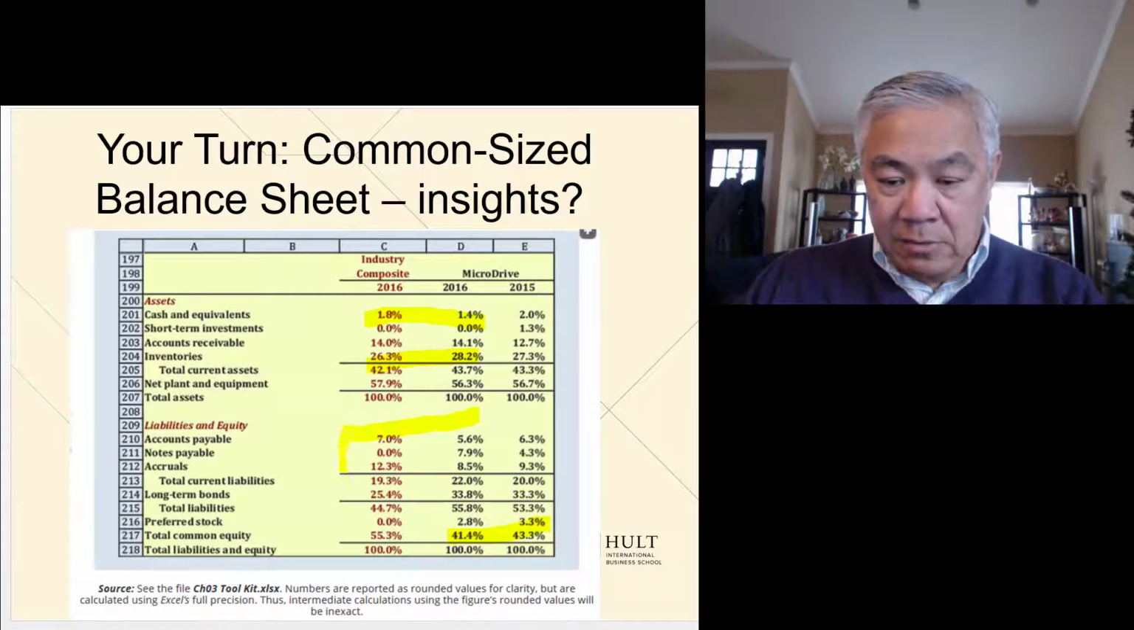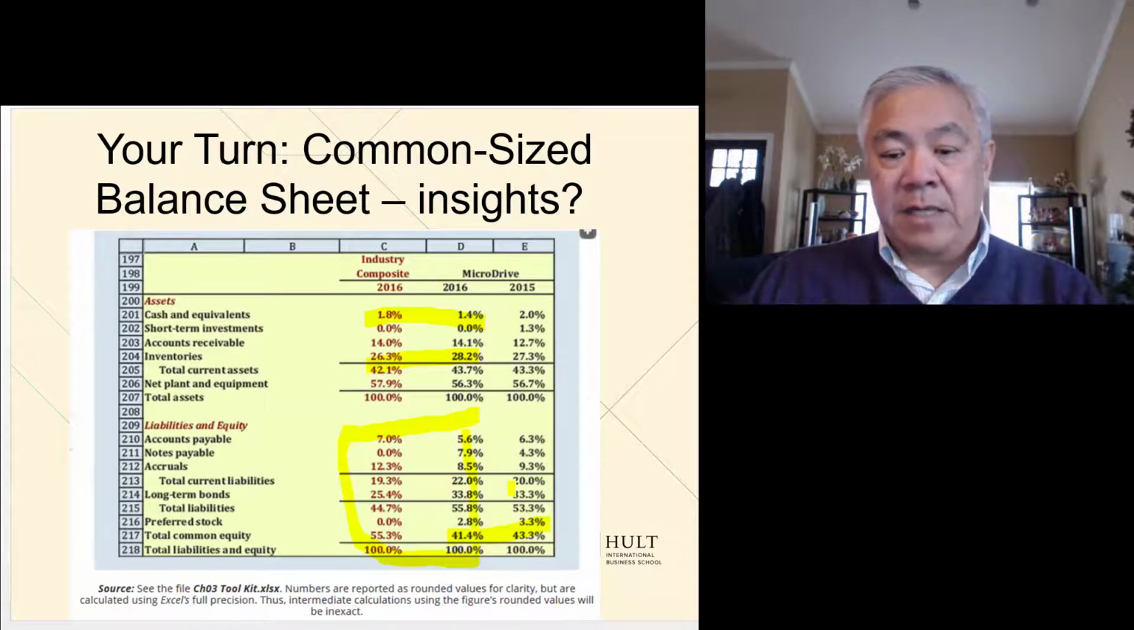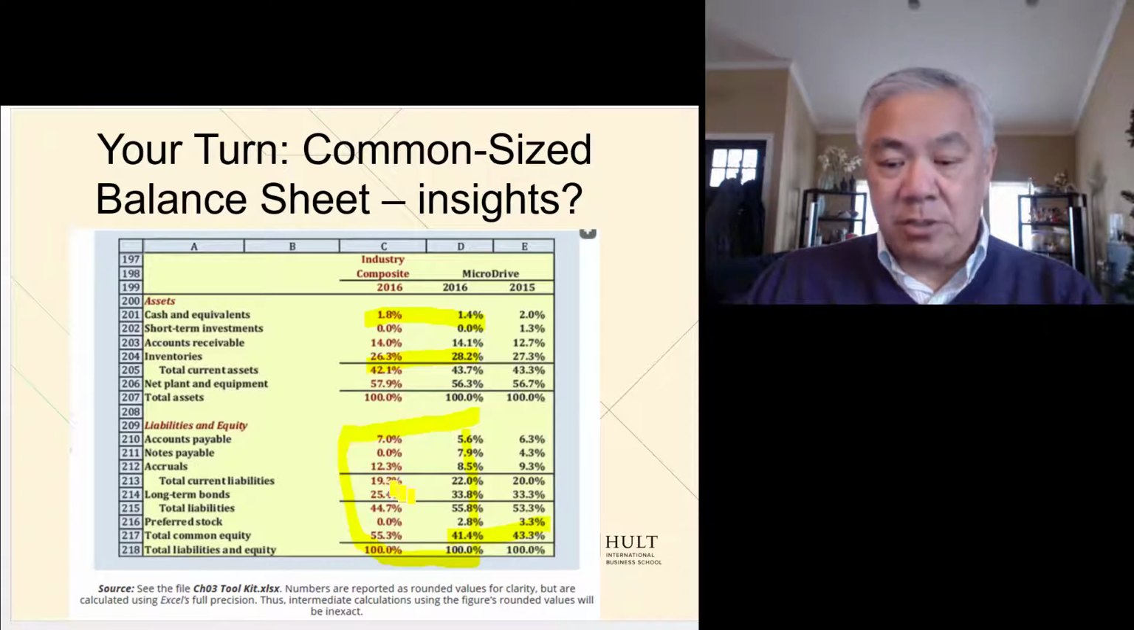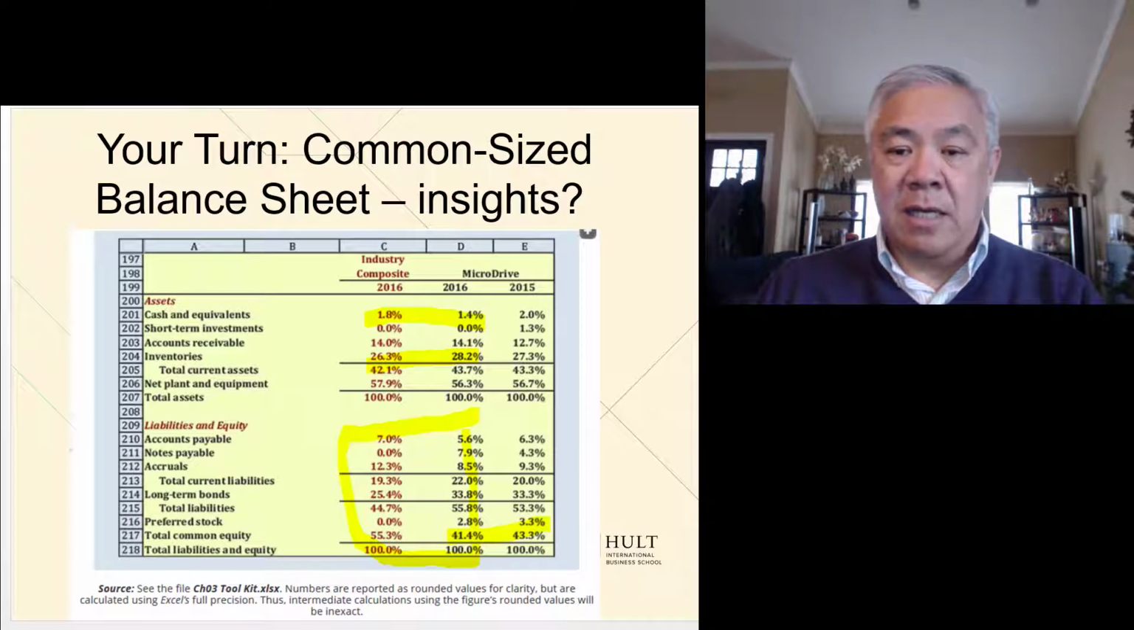Now, if we go look at these two columns of industry versus Microdrive for a like period in 2016, we see similar trends to our ratio analysis where our debt load is higher than the industry and our equity is much lower than the industry. So common size is a good technique to give you insights about the composition of assets and also the amount of leverage carried by the company.